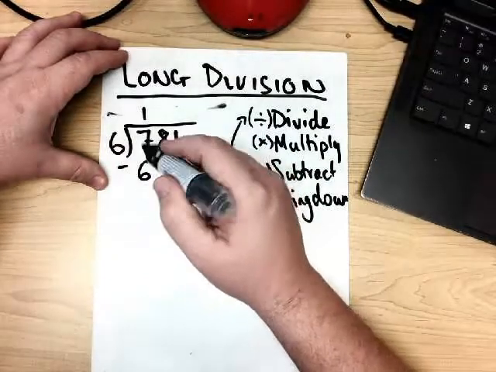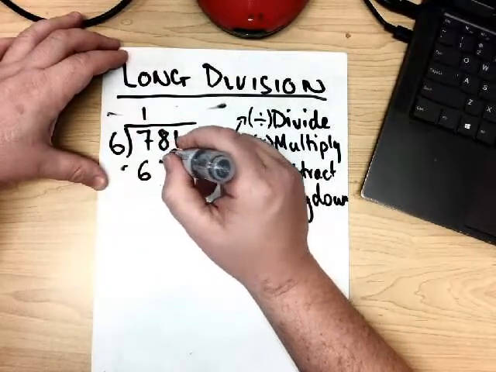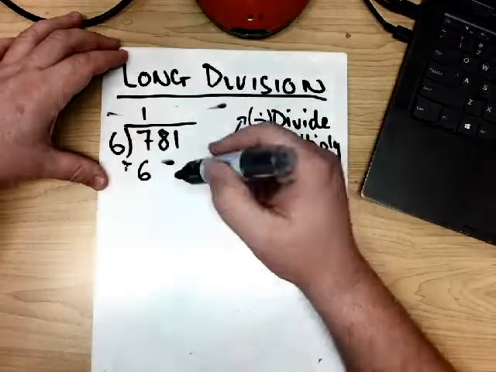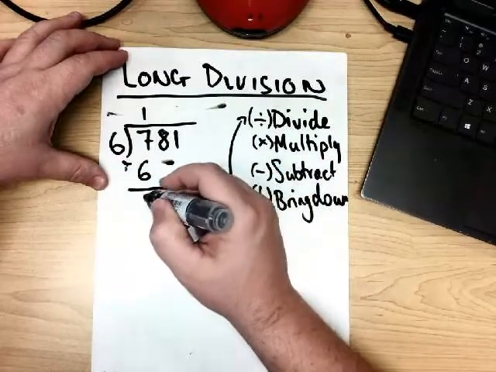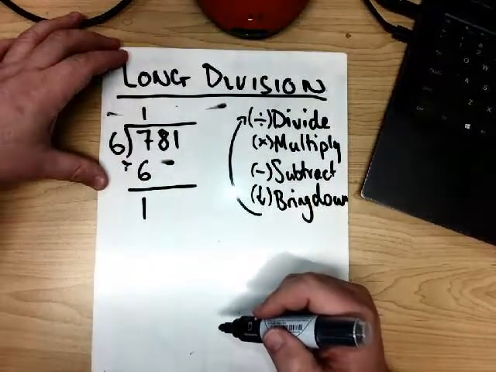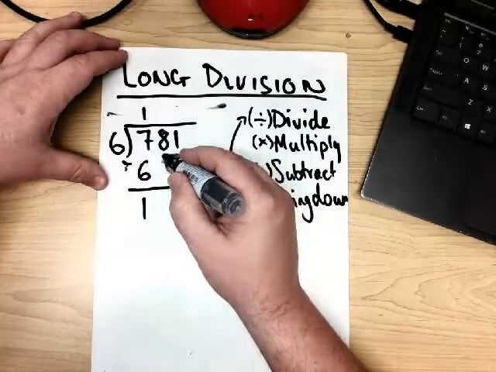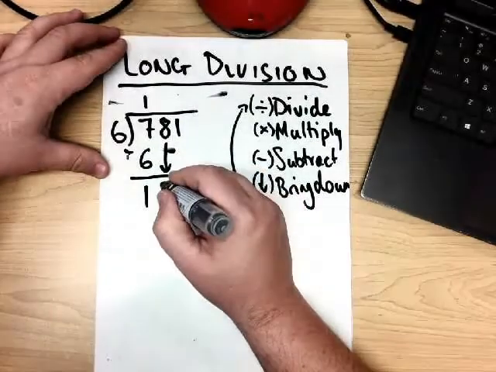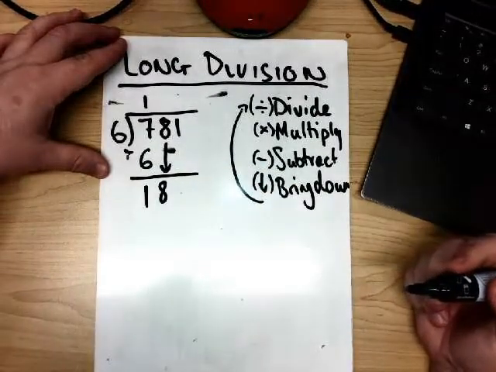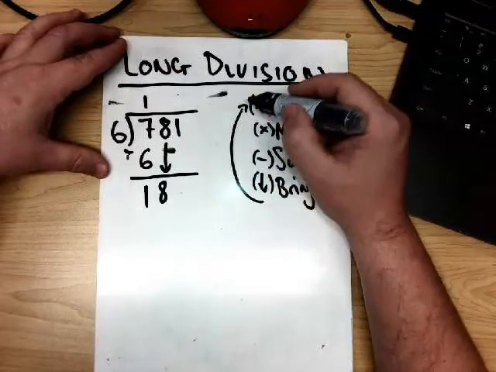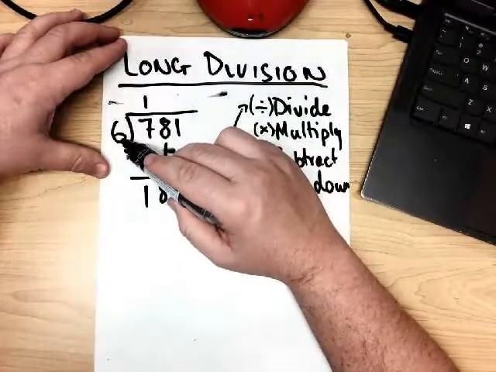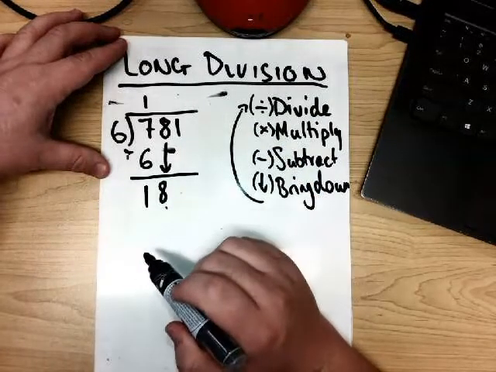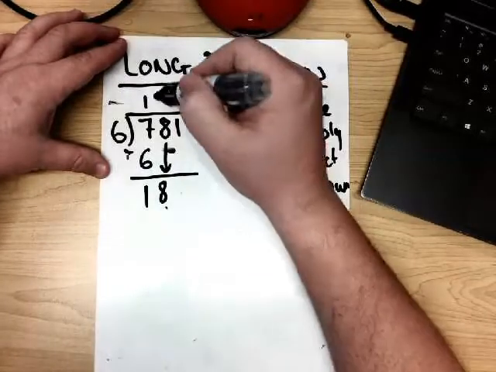And I guess we'll put that over here, don't we? Then we subtract. So I'm going to write it there because that's where my arrow is going. 7 minus 6 gives us 1. All right. Our next step is bring down. And we bring that 8 down there. Then we go back up to the top. Divide. How many 6s are in 18? And the answer, my little legends, is 3.